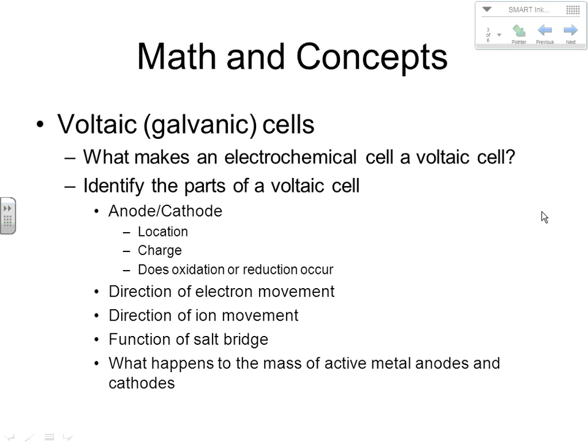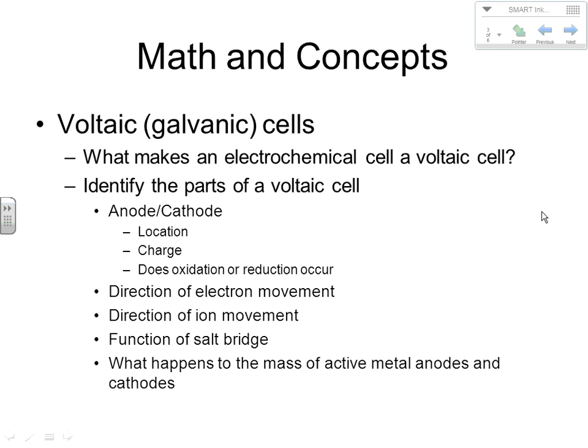And does oxidation or reduction occur there? Well, that would be An Ox, oxidation at the anode, Red Cat, reduction at the cathode. And remember, to find what's the anode and cathode, that would be Fat Cat. Electrons flow from the anode to the cathode. Also, understand that idea of electron movement, which I just reviewed.